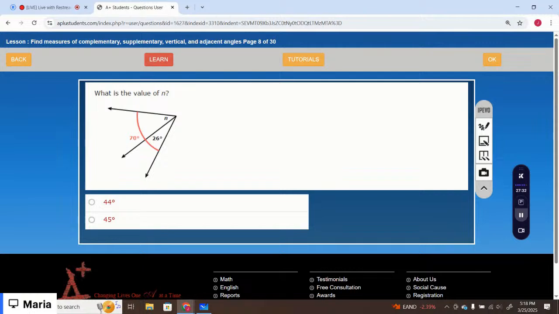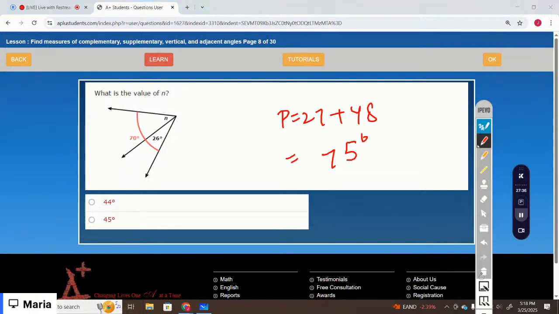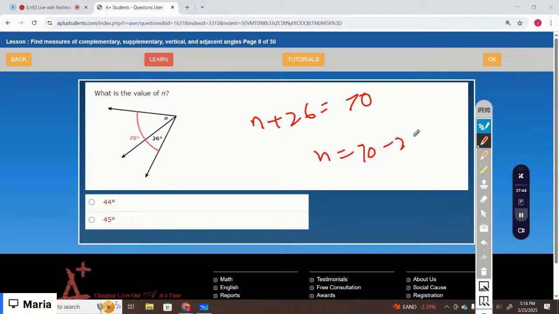What is the value of n? So n plus 26 equals 70 degrees. So n equals 70 minus 26. That equals 44 degrees. Sorry, not 14. 44 degrees.